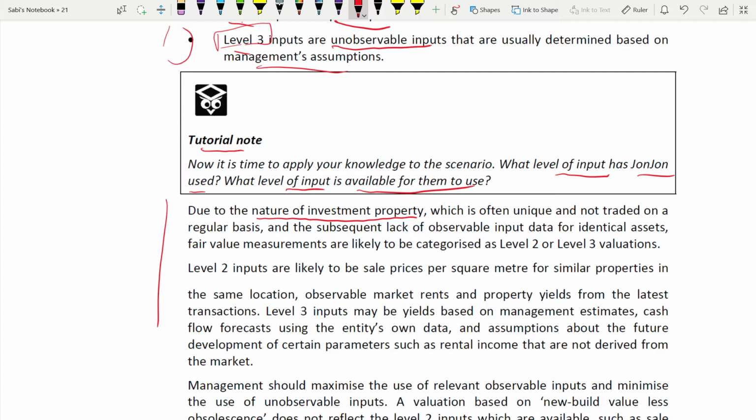But we have to see whether for Jonjon, it is justified or not to use the fair value that was predicted by whom? Finance director. So it's more like management's assumptions. It's more like level 3 they have used here. Due to the nature of the investment property, which is often unique, we know investment properties are unique properties and they are not traded on a regular basis. And because of the lack of observable input data for identical assets, definitely you will not have input data for identical assets for fair value measurements. So they are likely to be categorized in level 2 or level 3 valuations. Level 1 will not come there.